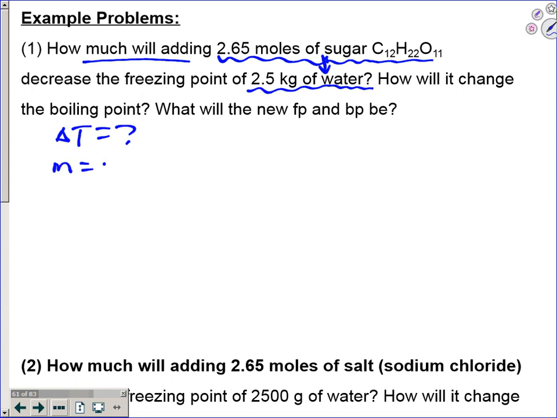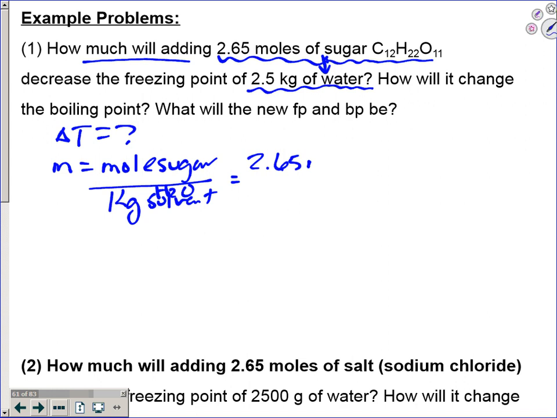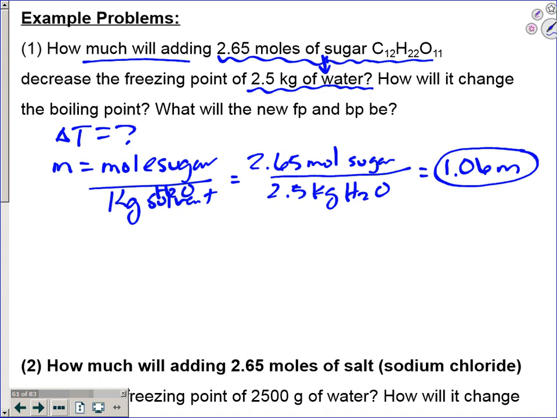So we know m is moles of sugar per kilograms of solvent, which in this case is what? Right, water. So I need you guys to calculate for me. We have 2.65 moles of sugar and 2.5 kilograms of water. What's that molality? 1.06 molal, right? All right, so I have that.